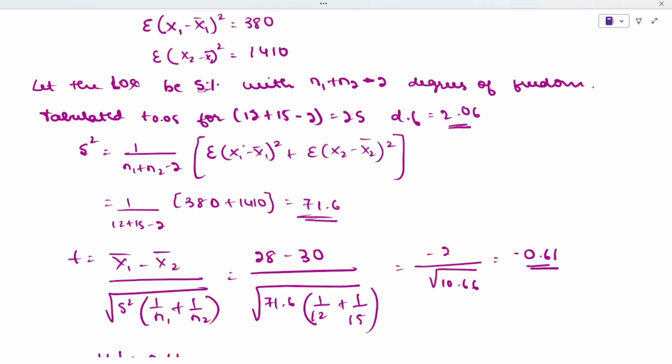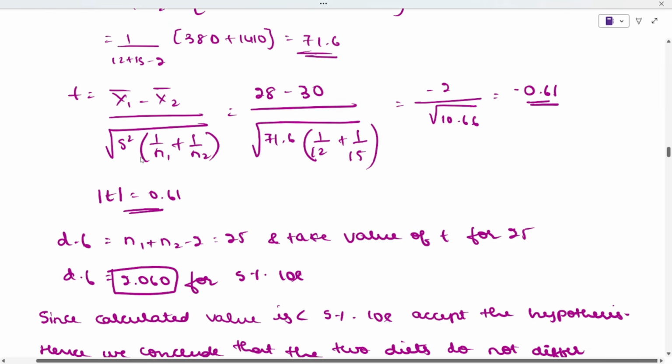Now if you substitute in this formula, that is sigma, this already we have found out here and here, you will get it as 71.6. Now you have to find out the t value, that is x1 bar minus x2 bar, s square of 1 by n1 n2, all the values you have, just you have to substitute. That will be minus 0.61.